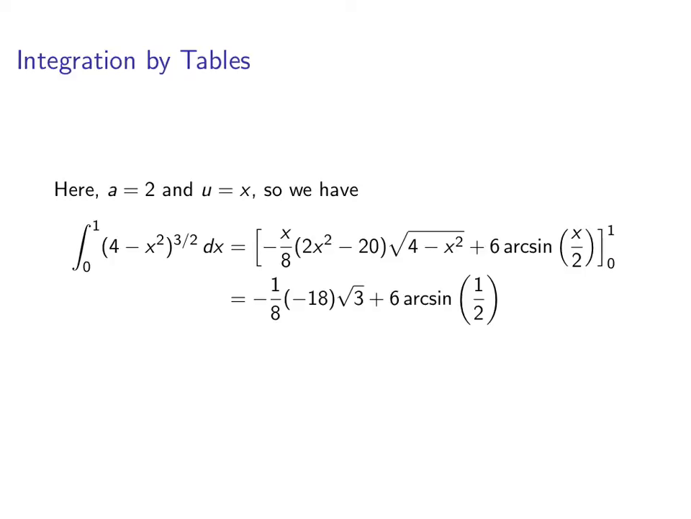And then this is not something you should leave behind because arc sine of 1/2 is something you should know. You should know that that's pi over 6. So here's our final answer, 9 root 3 over 4 plus pi.